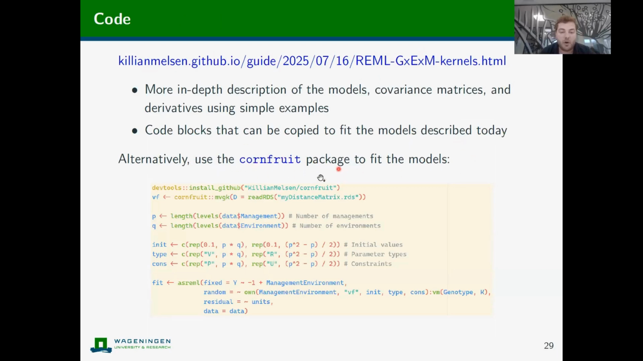I also made a very simple R package, which I decided to call corn fruit, but it just makes it a little bit easier. So instead of having to copy this big code block, you simply have 4 functions corresponding to the 4 models that I talked about today. You can just read in any kind of file for your distance matrix. That will return the correct variance function, set the initial values, and then you can reference that function to fit the model. So that's available on GitHub if you want to try it out.